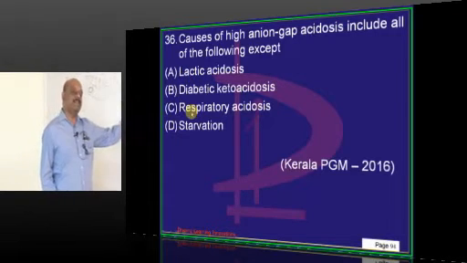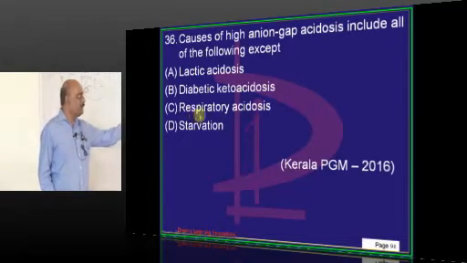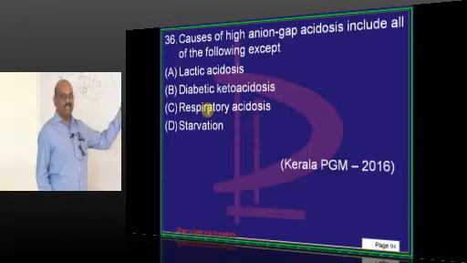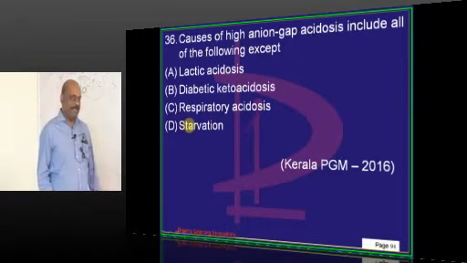They can put the option as renal tubular acidosis, no? Which is normal anion gap, so reasonably high. Respiratory acidosis already, it is not high anion gap. All the remaining are all high anion gap.